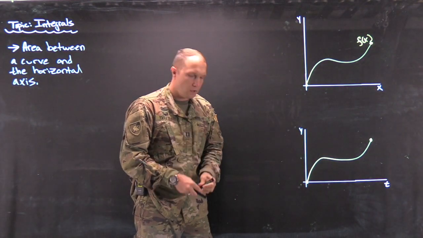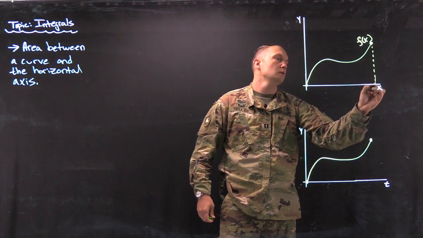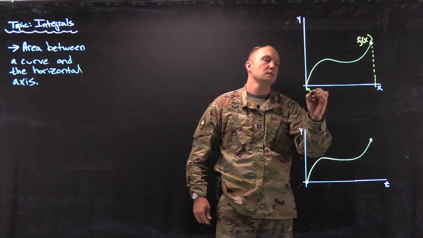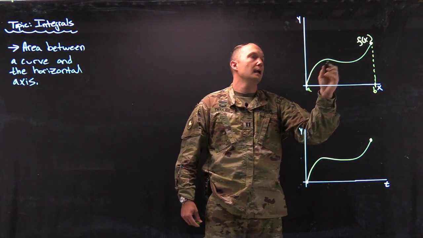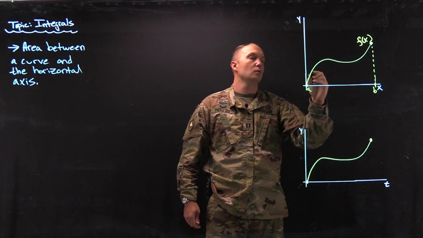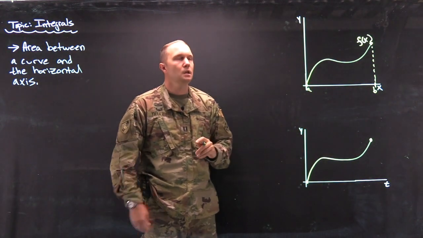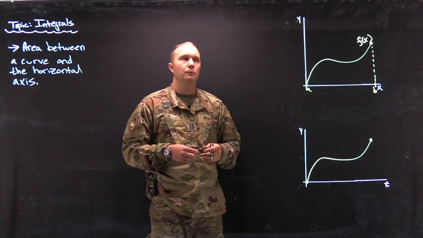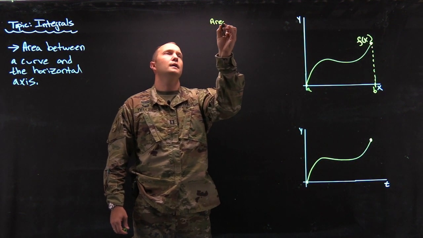Well, there are times when we're going to be interested in determining the area that exists between a and b and f of x and the horizontal axis. So we want to determine all of this area right in here. So how can we do that? Well, the first thing we're going to look at is how we can estimate this area.